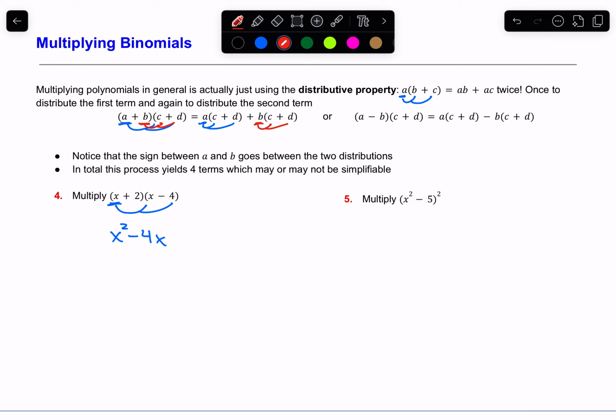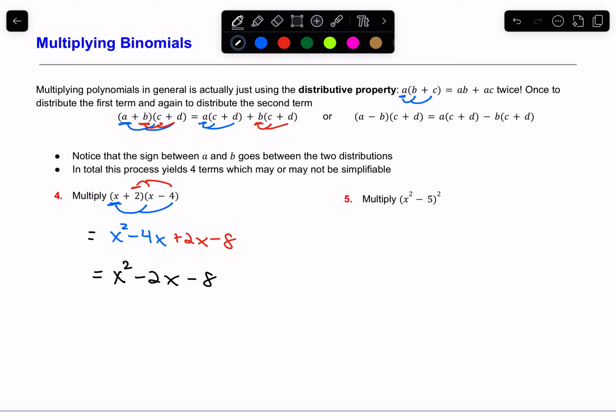Then I'm going to multiply 2 times x and negative 4, which gives me 2x minus 8. Notice that I had a positive 2x because positive 2 times x, but a negative 8 because positive 2 times negative 4. All right, then I can combine like terms. I have 1x squared term, negative 4x plus 2x is negative 2x, and the negative 8 in the back. All right, and that's all there is to it.